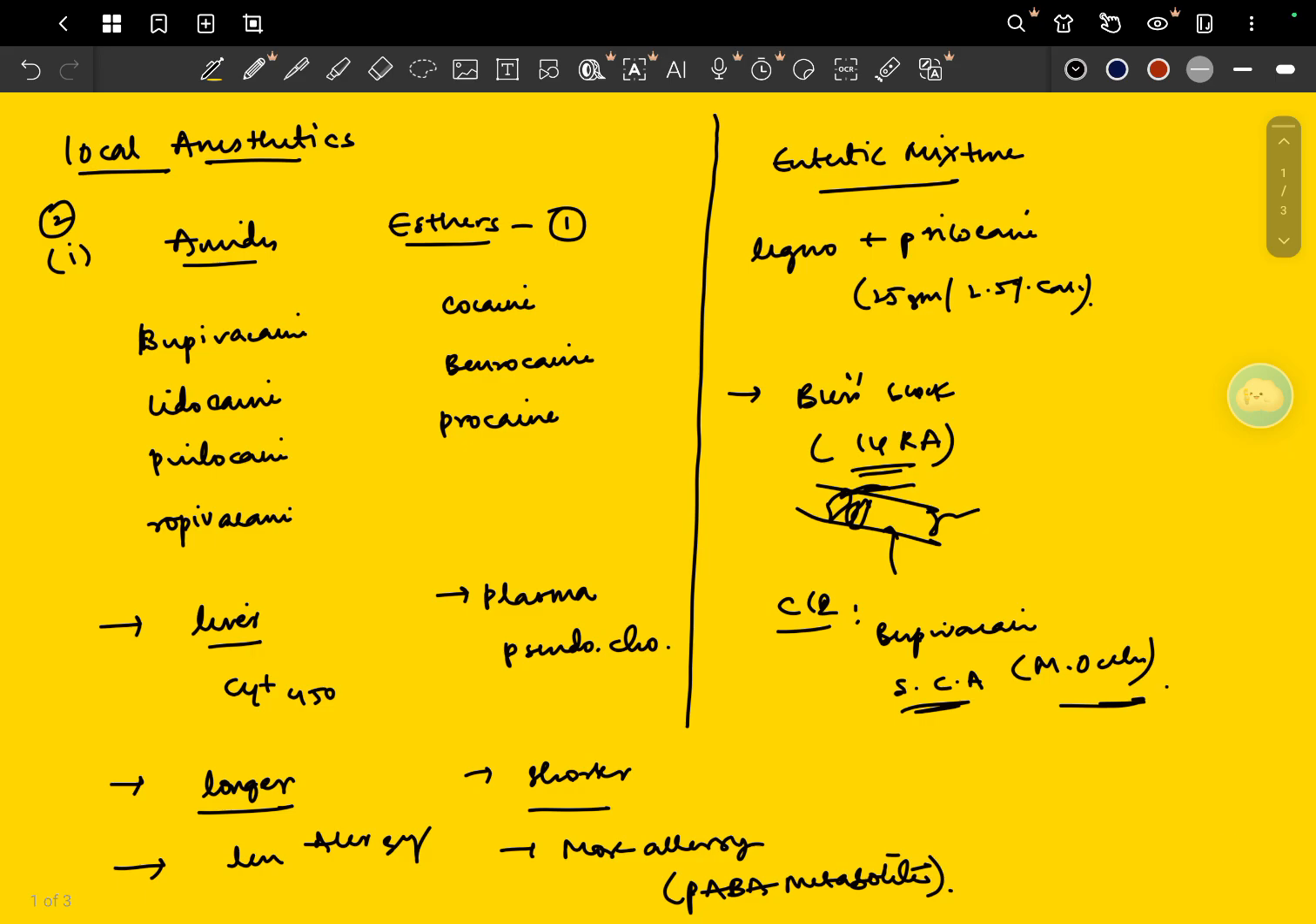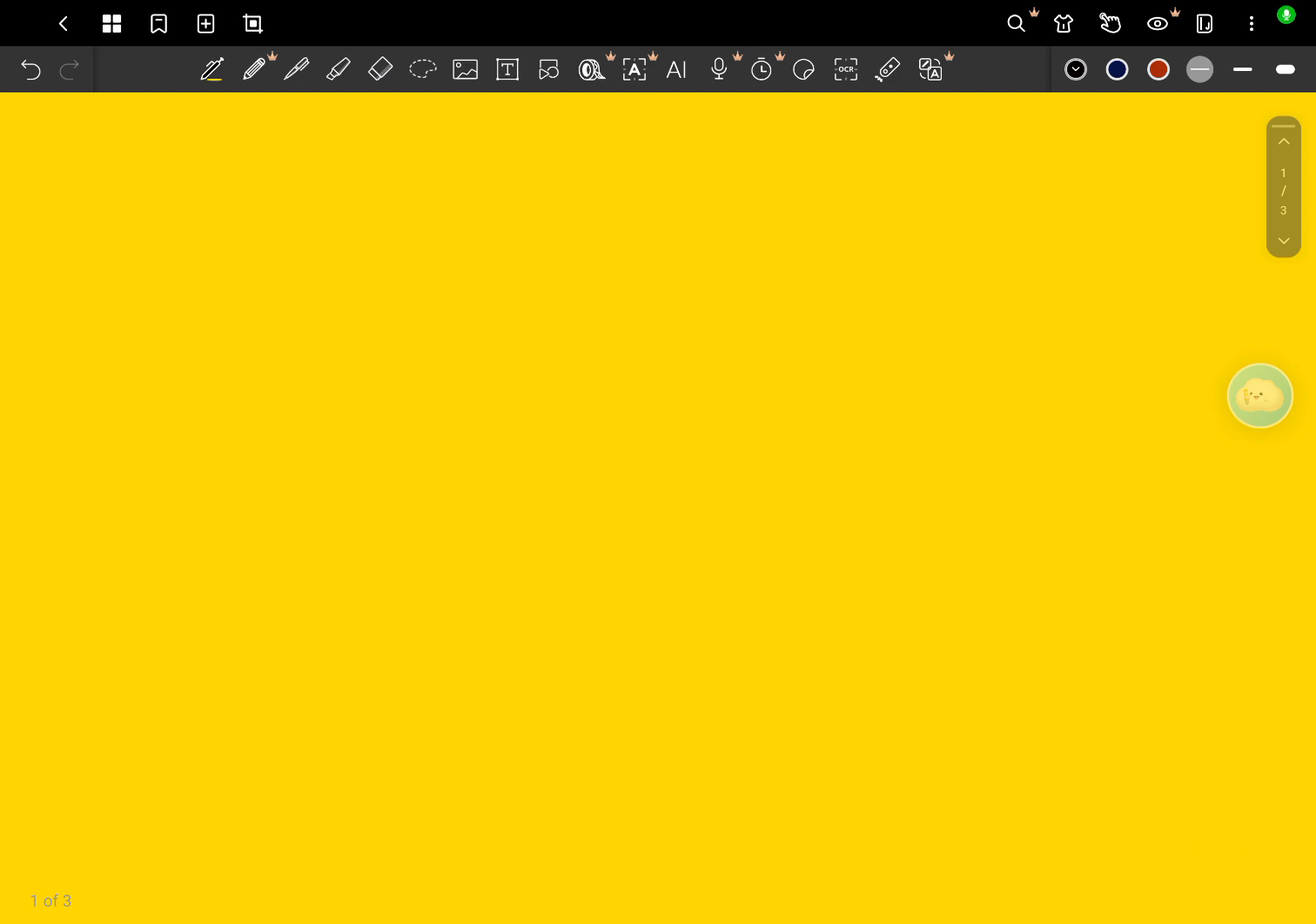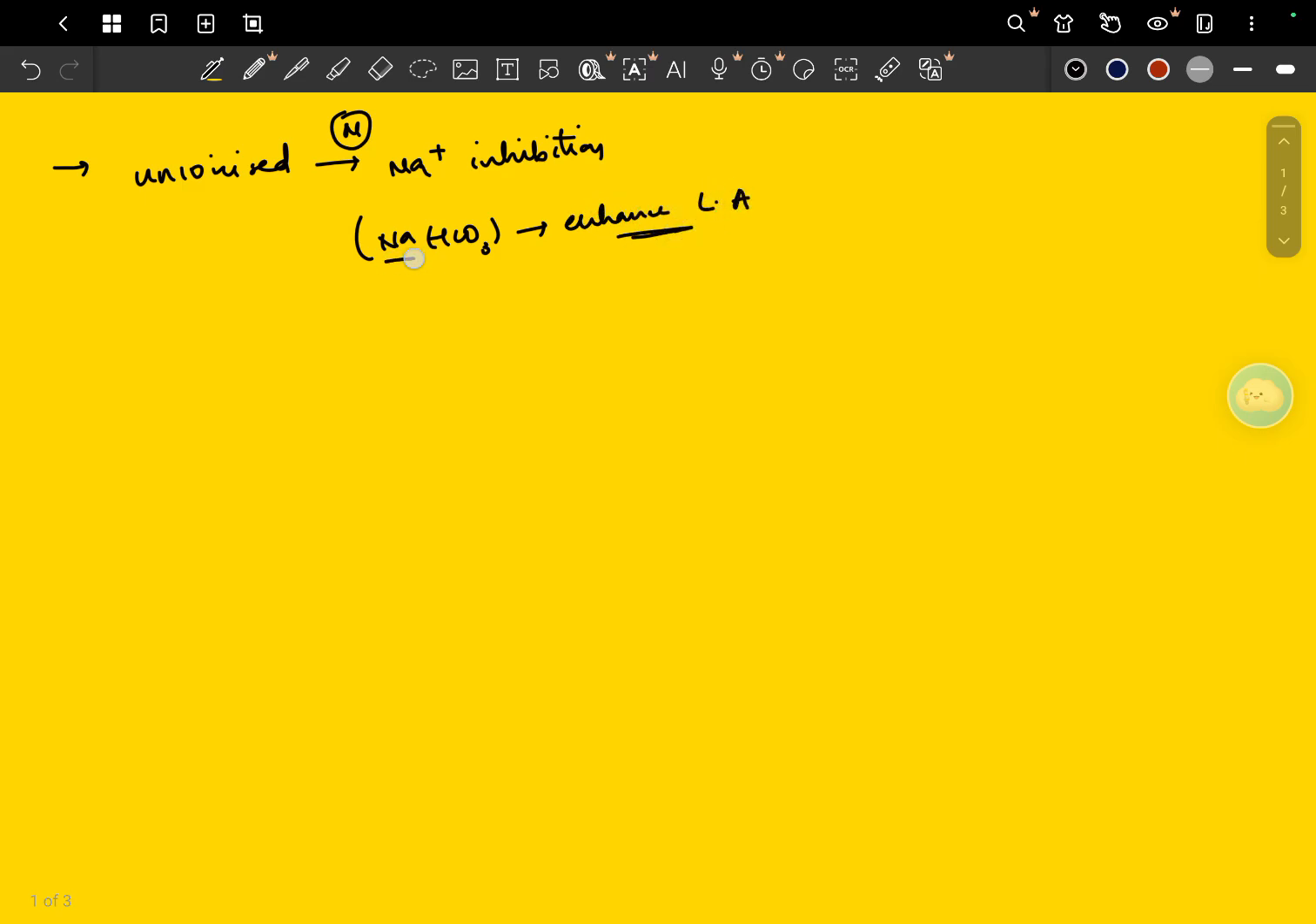Now we'll have a few facts which we have to remember about the local anesthesia topic. So let's see them. Coming to the facts, first of all, mechanism of action. The unionized form will be entering into the neurons, and then there will be inhibition of sodium channels. So therefore we can also say that sodium bicarbonate will actually enhance the action of local anesthetics, because it will be enhancing the action.